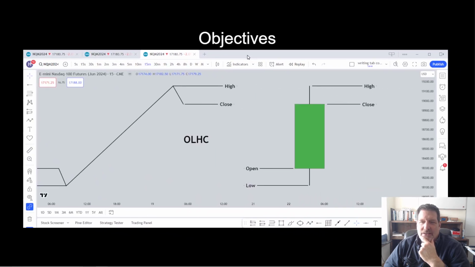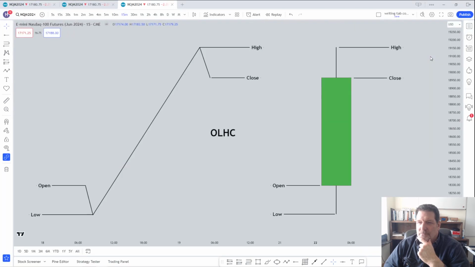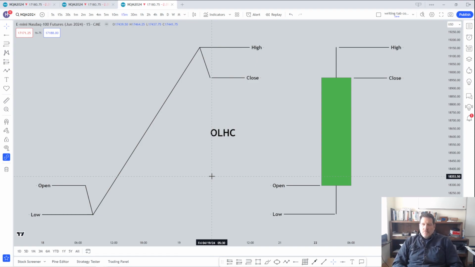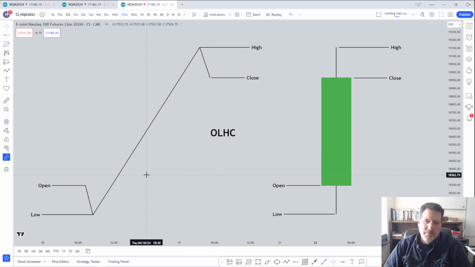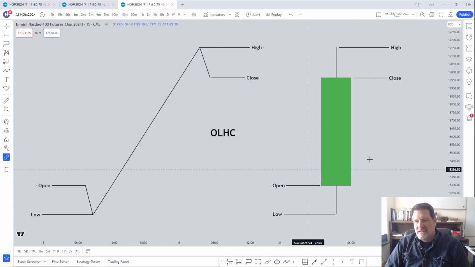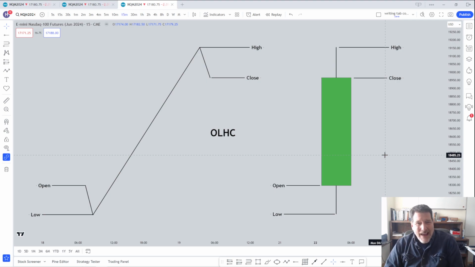So let's kind of go to the charts. This is a basic, simple diagram of a candle right here. We're going to assume for this illustration, this is a daily candle. But again, candles are fractal. This could be a weekly candle. This could be a monthly candle. This could be a 1 minute candle.